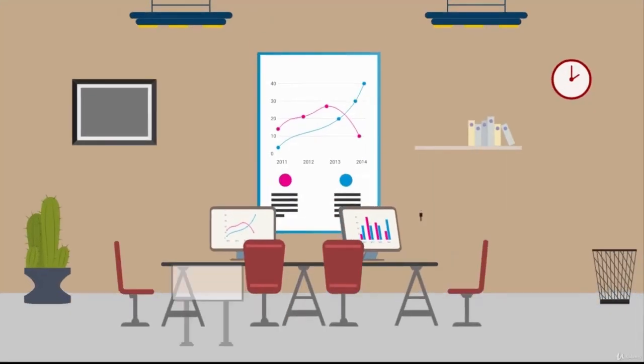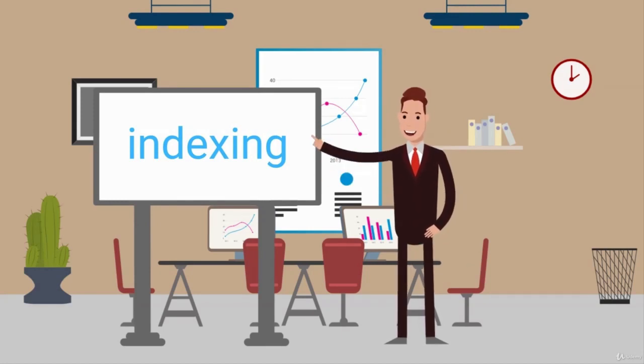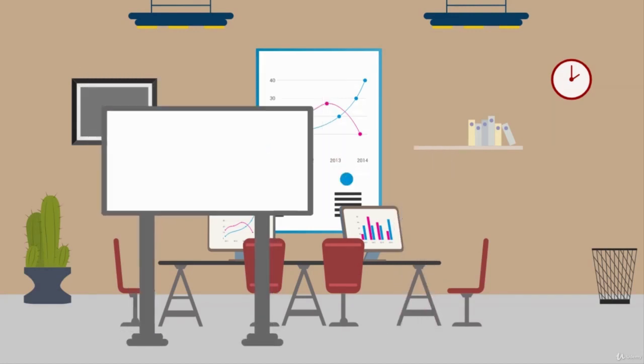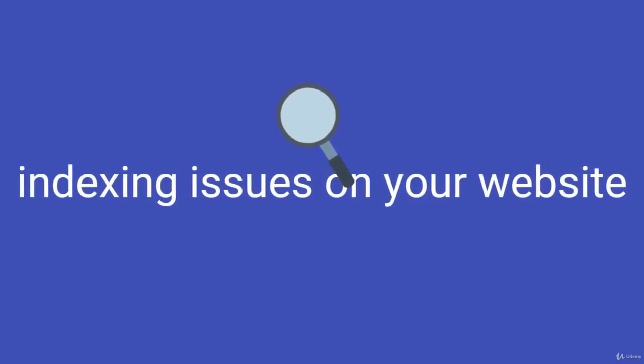Another thing is crawling, rendering, and indexing. You will get to know how to fix crawl errors and how to send search engine spiders to deep pages on your website. You have to first spot the indexing issues on your website. You can do it in 3 ways. First is the coverage report in Google Search Console.